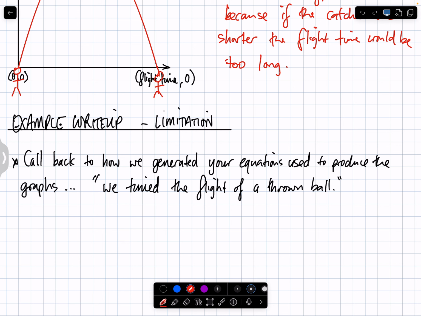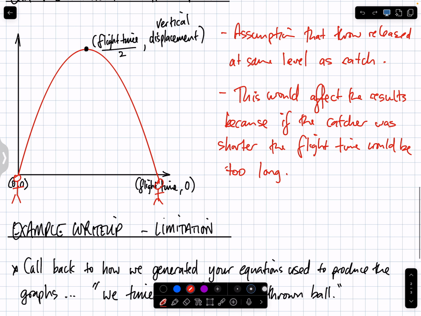Was the ground perfectly level? Would that have affected it? Is there something wrong with this model? This model is symmetrical. Is there air out there? Would the flight have been symmetrical if there's air particles in the way? It probably would have been shaped more like that. So flattened on the other side of the vertex, okay?